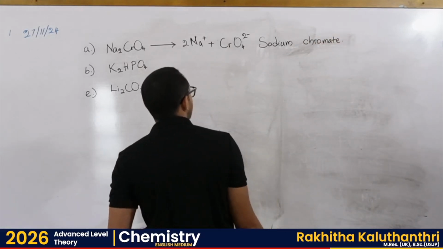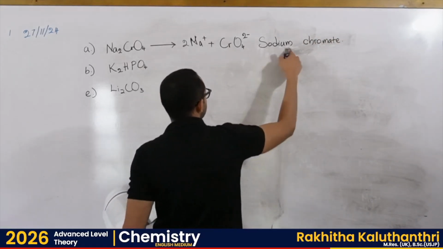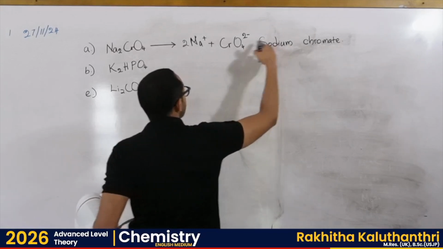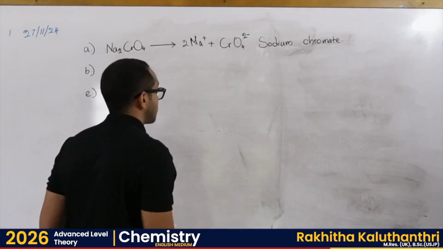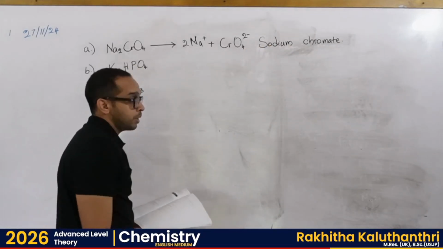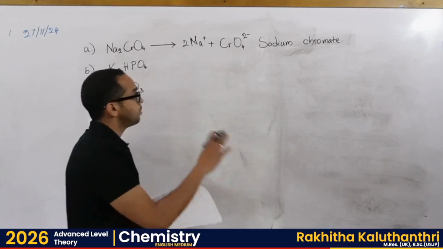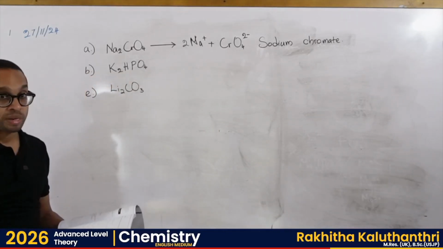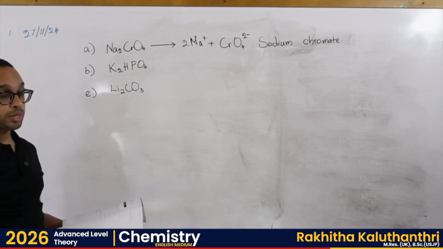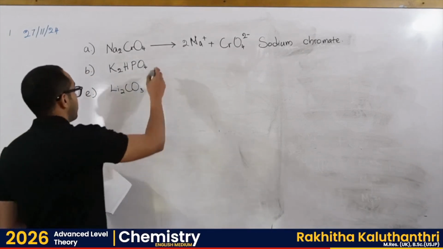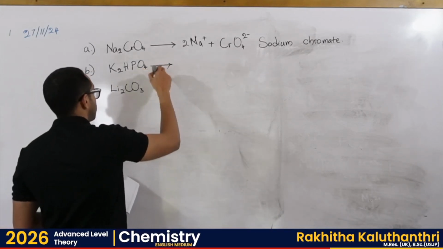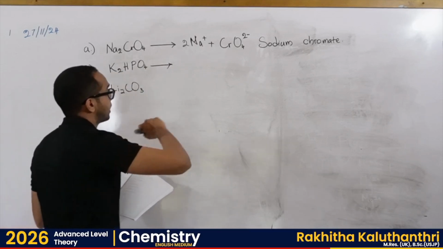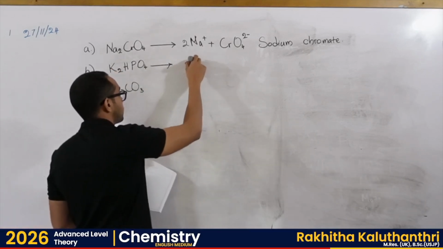Right, sodium chromate. This represents the sodium ion, and this stands for the chromate ion that is present here. In the IUPAC naming system we also follow this method. This is sometimes written as sodium chromate(VI). That is also correct. And then over here we have potassium ions, two potassium ions.